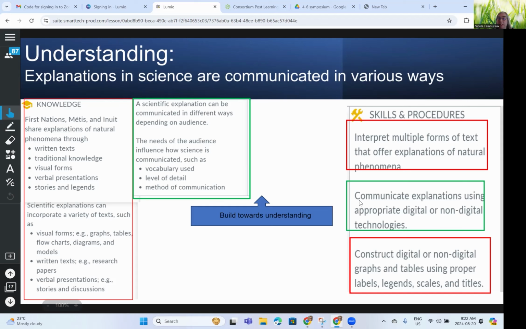So we want in the skills and procedures for students to communicate explanations using appropriate digital or non-digital tools. So both. They could create models through Scratch or things like that. Or they can draw the models, or they can write about them, and they have to consider the audience. I'm looking at the knowledge piece: using vocabulary, having some detail in order for the audience to understand, just like you want the audience to understand a story, right? Thinking about your purpose and intent.